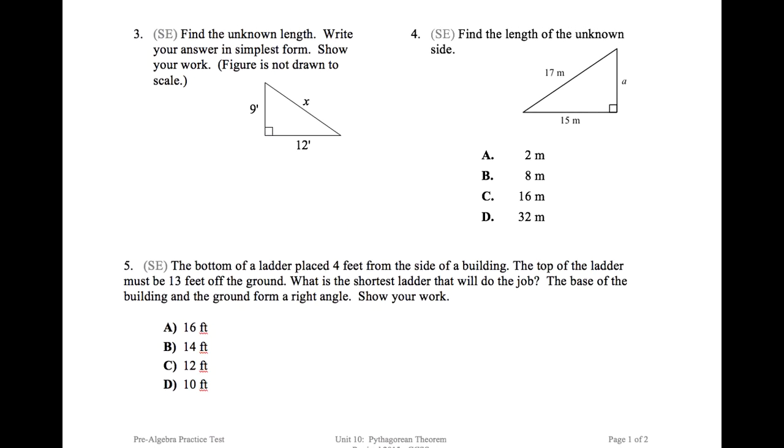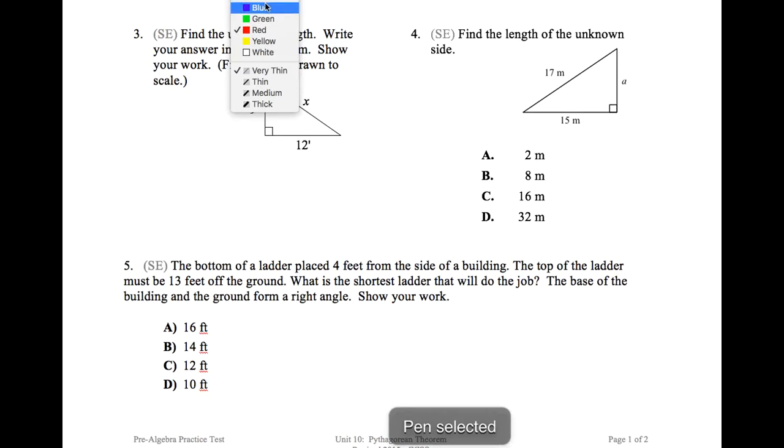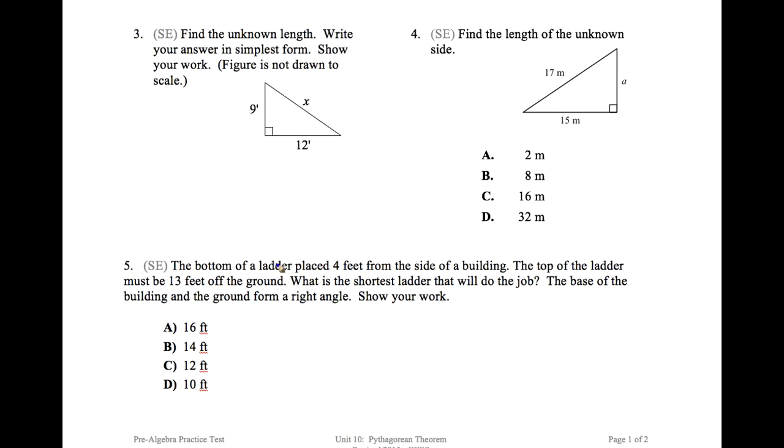Let's take a look at our next 3 problems. Number 3, find the unknown length. Write your answer in simplest form. Show your work. So my right angle is where my A and B are attached. C is across from my right angle. So I get 9 squared plus 12 squared equals C squared. 81 plus 144 equals C squared.